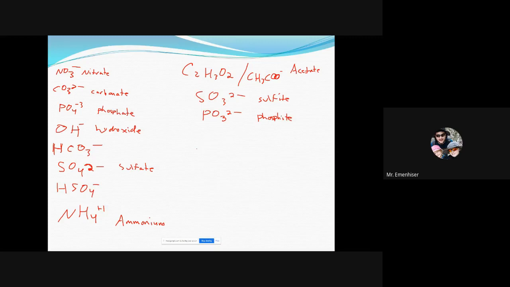There's also hypochlorite, chlorite, perchlorate. This one's perchlorate. It's a -1. Perchlorate. I don't have these memorized off the top of my head. Permanganate is MnO4 with the -1. So that's permanganate.